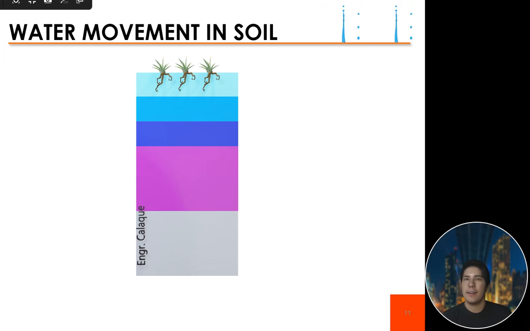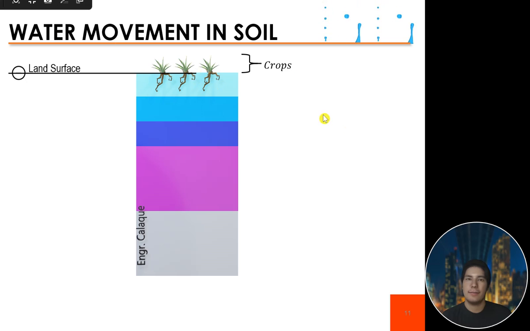So this time we're going to talk about the water movement in soil. What we have here is a layer of soil, and then we have these crops. Okay, so bali ito yung crops natin. So yan yung land surface natin.